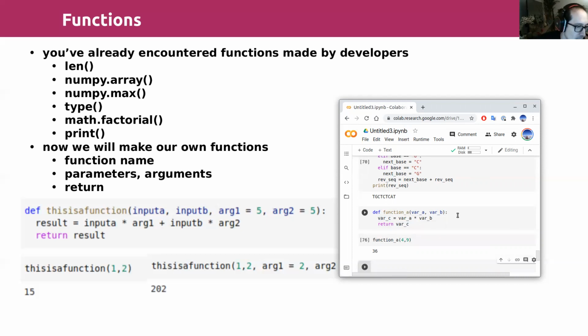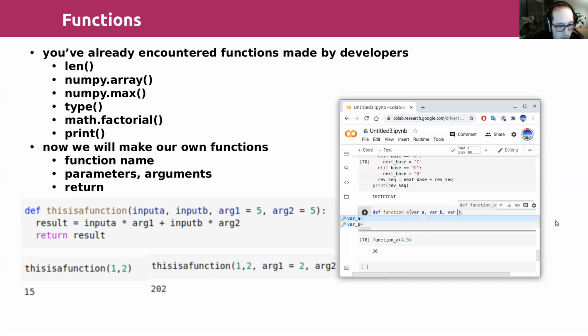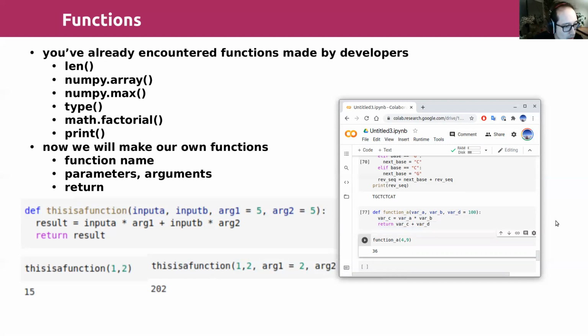It could be, we could make a function that multiplies them, 4 times 9. And you can also add optional arguments. So a lot of functions will have keyword arguments that have a default value. We could call this variable d. And maybe by default, it equals 100. We'll return as our solution variable c plus variable d. If we run this again, 4 times 9, 36, plus 100 is 136.